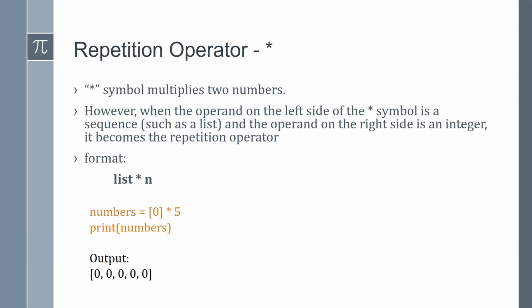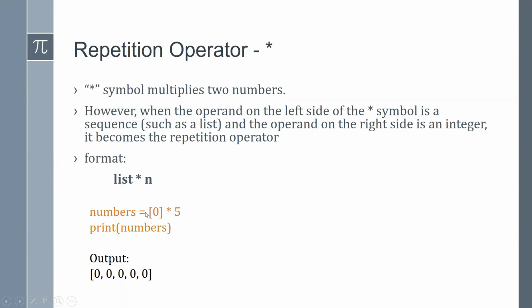But if the left and the right are lists, if there is a list as the operand, what it becomes is a repetition operator, meaning that list will be cloned, or multiplied, repeated that many times. So here is an example. The format is like this: list name multiplied by n.